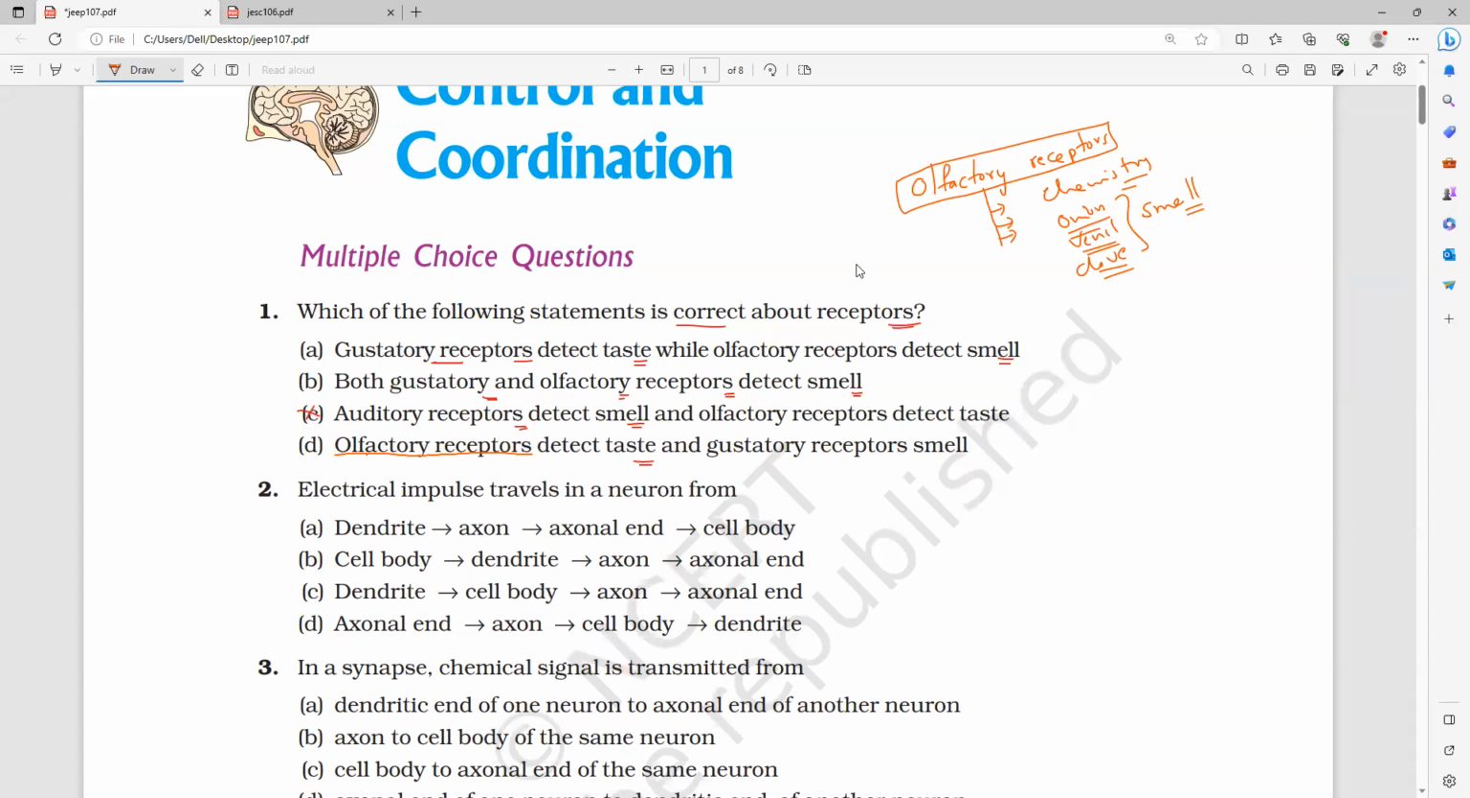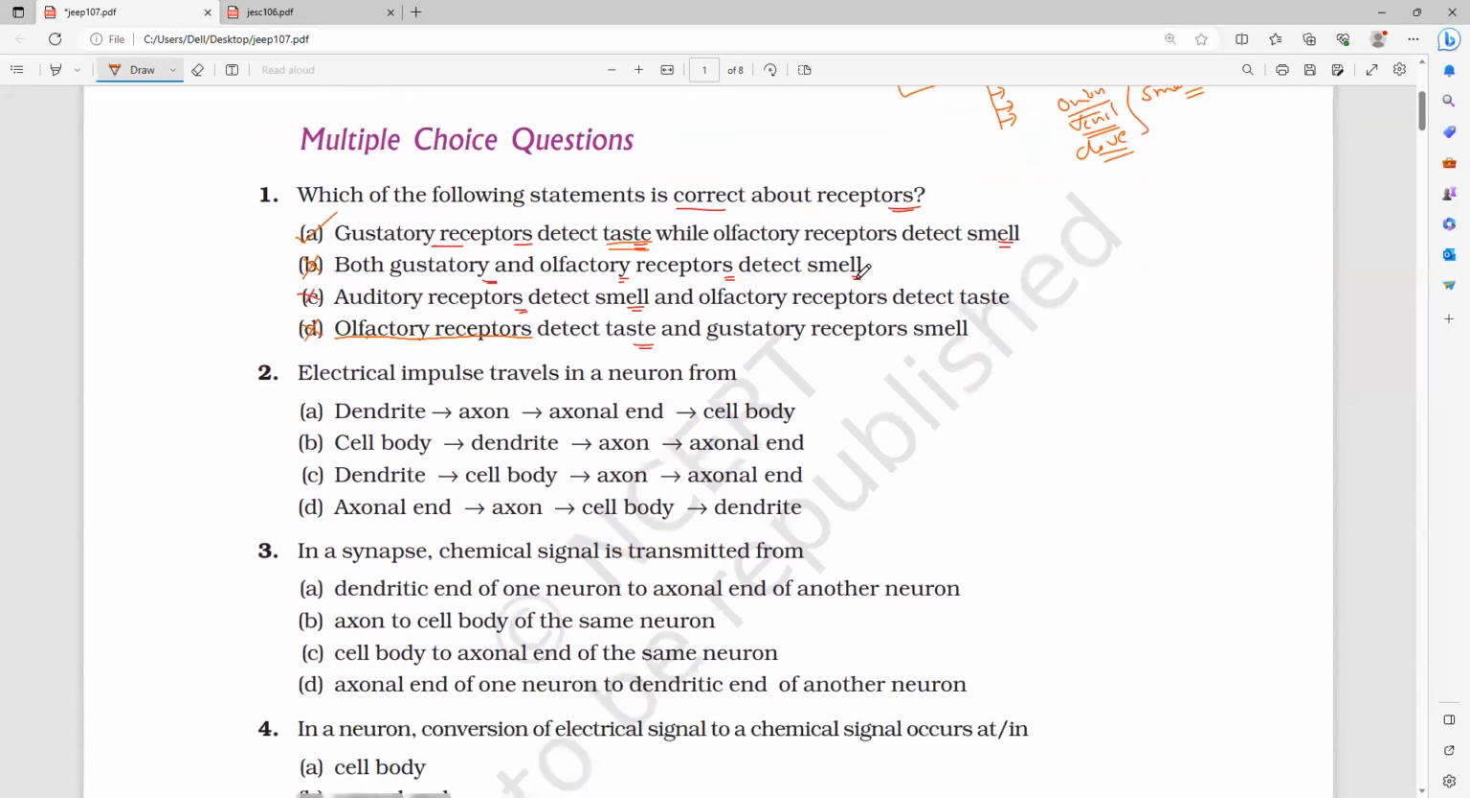Next, gustatory receptors, which are present in the tongue. So what will they detect, guys? Taste. They will detect the taste. So what is the correct option? Option A is the correct one. So gustatory receptors detect the taste, while olfactory receptors detect the smell.